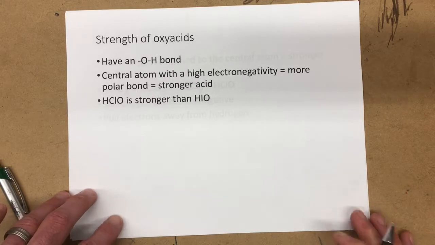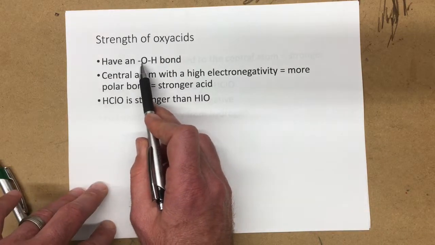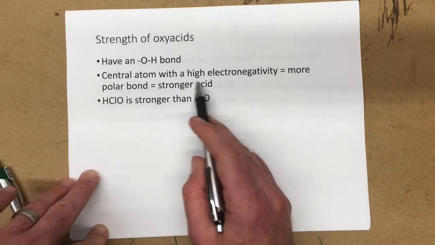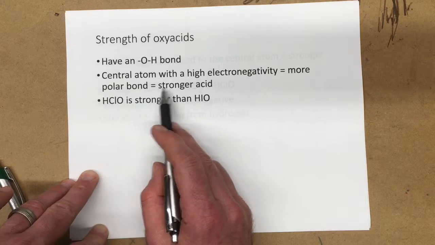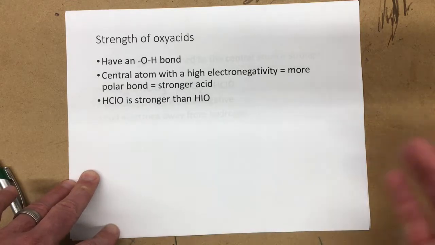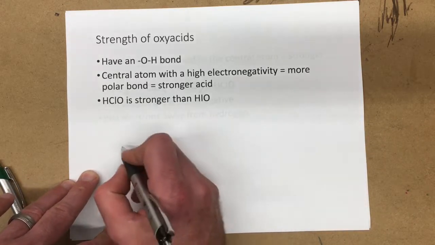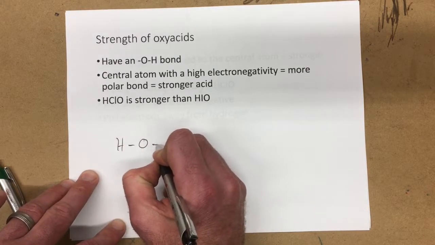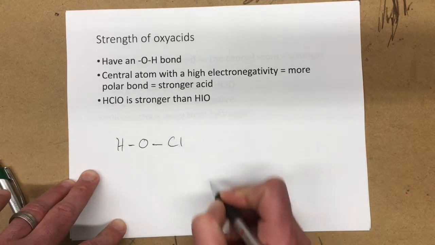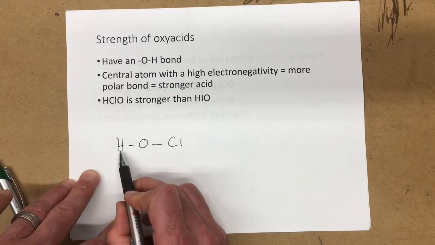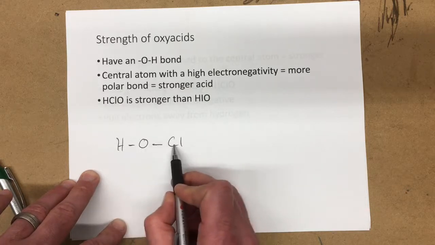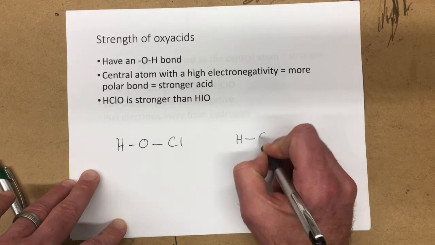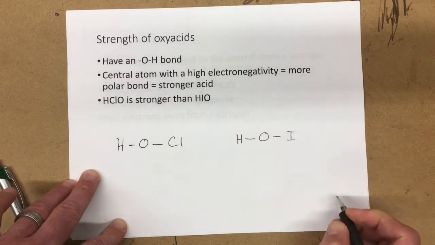Looking at the strength of oxyacids. So these are ones where you have an oxygen connected to hydrogen. So the first thing we'll look at is if you have a central atom with a high electronegativity, then you have a more polar bond and it makes the acid stronger. It makes it easier to lose that proton. So if we're comparing these two, the hydrogen is always going to be connected to the oxygen. So even though the formula is not written out like that, in the molecule it'll look like this: hydrogen connected to oxygen, oxygen connected to chlorine, versus this one, hydrogen connected to oxygen connected to iodine.